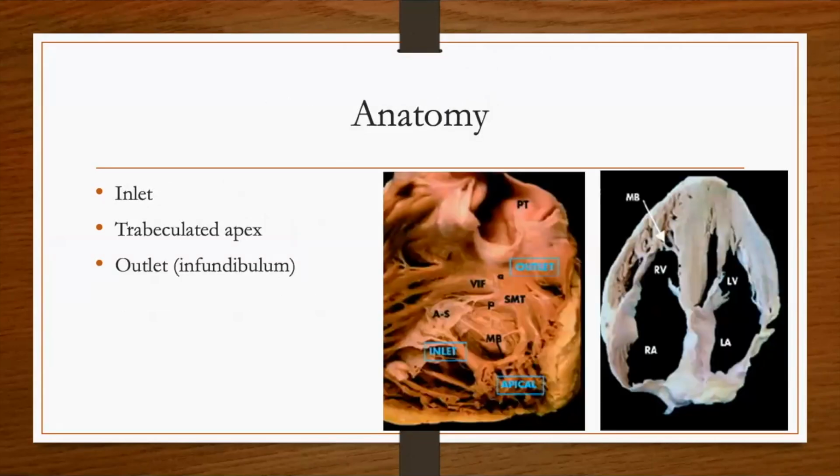The RV anatomy can be divided into three main components: the inlet, trabeculated apex, and the infundibulum or the outlet. As you can see, the typical ways we differentiate RV from LV, other than looking for a typical location and the triangular shape, is presence of a moderator band, trabeculations at the apex, more apical attachment of the septal leaflet of the tricuspid valve, and septal papillary muscle, for example.